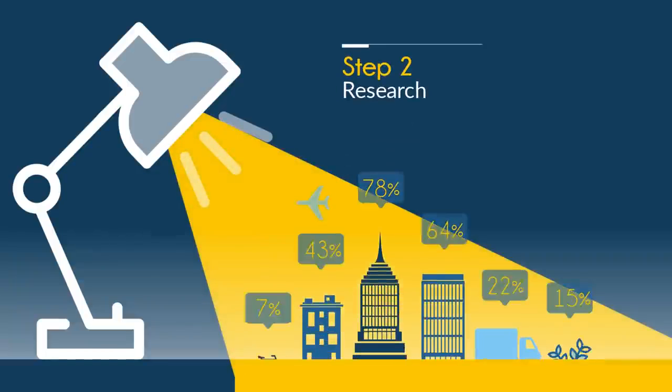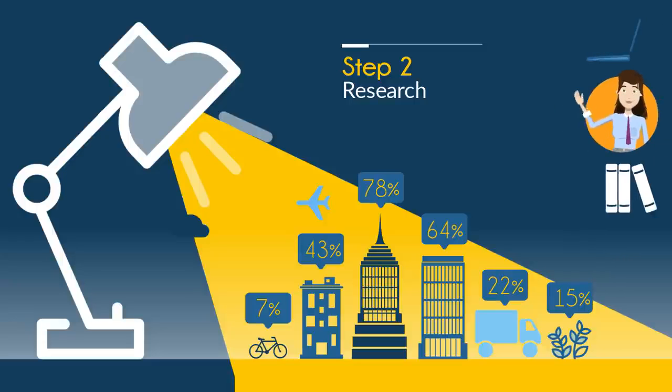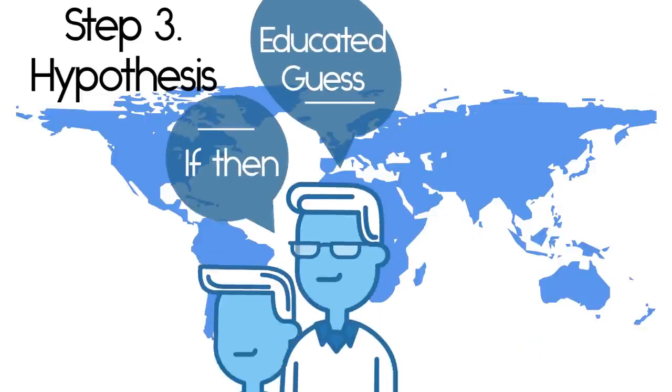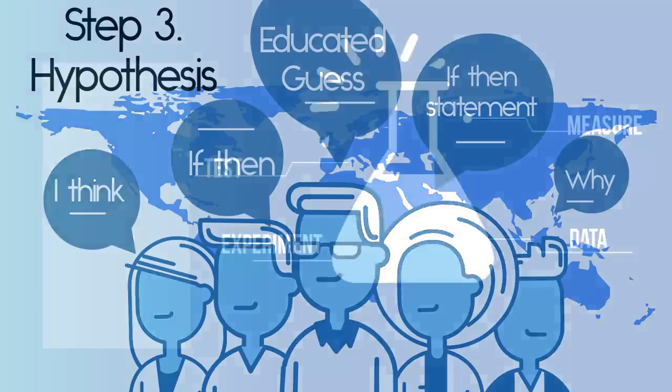Step 2 is research. The research can be in the form of looking on the internet, talking to other people, reading scientific books, magazines, etc. Step 3 is form a hypothesis, which is an educated guess. The hypothesis should be based on research or life experience.